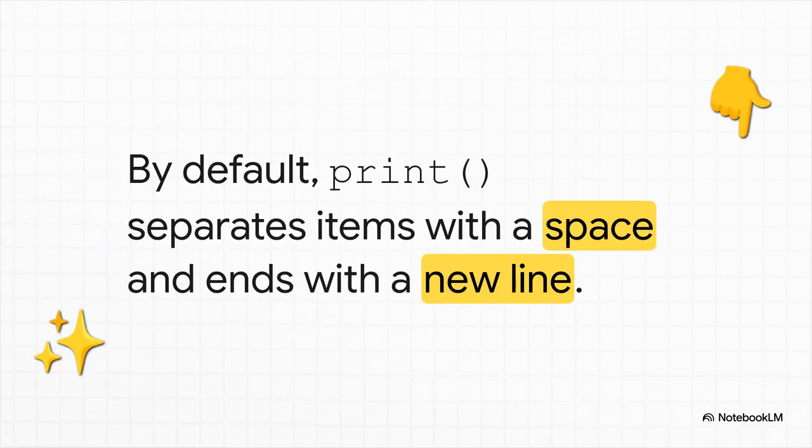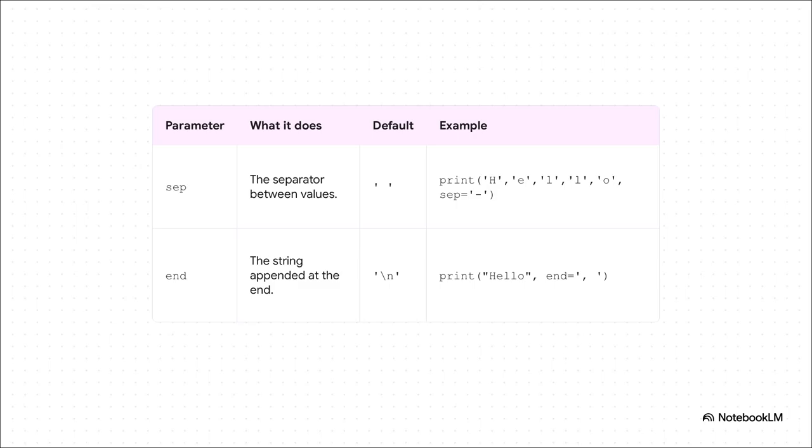It's super simple on the surface, but it has some really neat tricks up its sleeve. So right out of the box, print has a couple of default habits. If you give it multiple things to print at once, it'll automatically put a space in between them. And after it's done, it automatically hits enter for you, moving the cursor to the next line. This is super helpful, most of the time. But what if that's not what you want? Well, we can actually customize it using these special arguments called sep and end. The sep argument lets you control the separator. You can tell it, hey, instead of a space, use a dash, like in this example. And the end argument lets you control what happens at the very end. You can replace that new line with a comma or a space or anything you want.